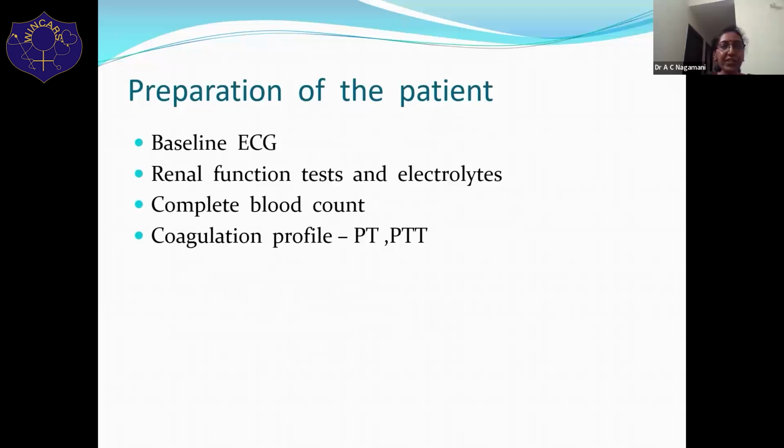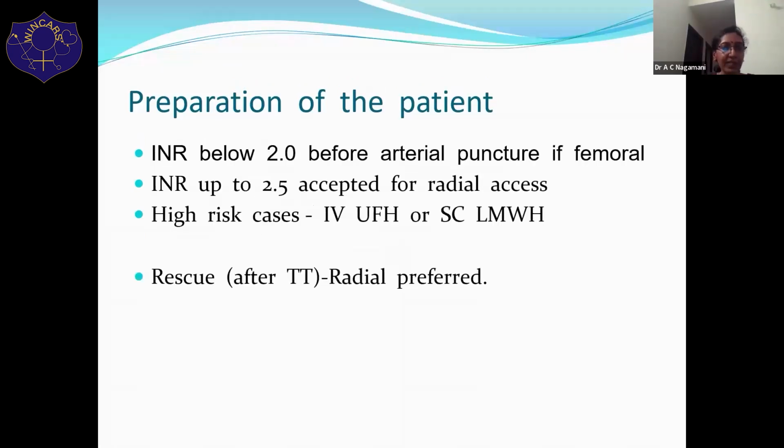A few investigations are basic before we subject the patient to angiogram, like a baseline ECG, creatinine and electrolytes, complete blood count, where we know the presence of anemia or thrombocytopenia or any evidence of infection. Then coagulation profile, especially if the patient is on anticoagulation, it's a must.